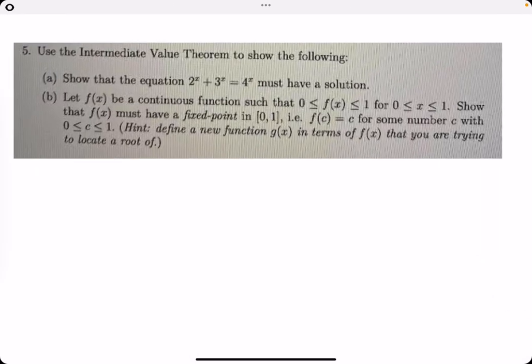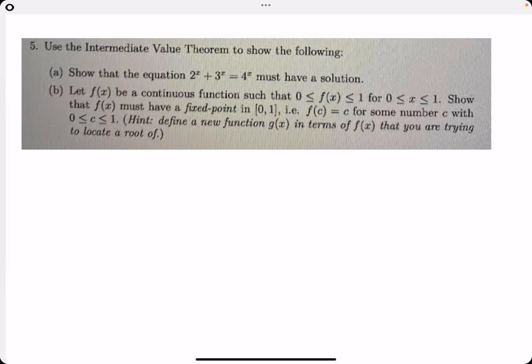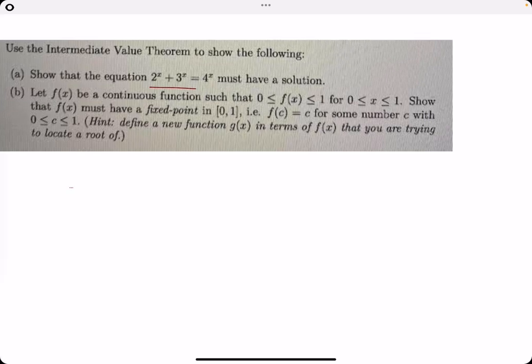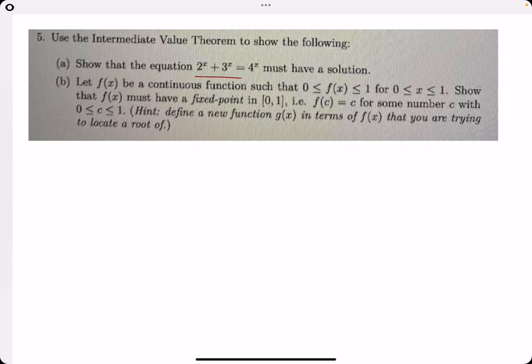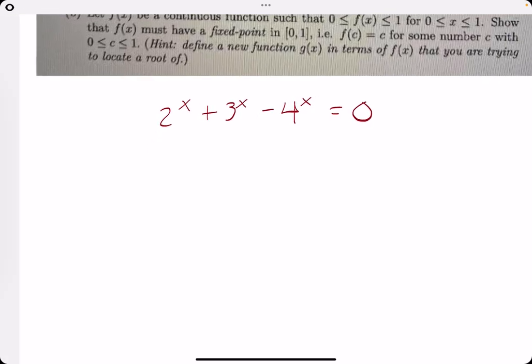Alrighty, let's take a look at number 5. They want us to use the IVT to show that the equation must have a solution. So the approach for A is to get everything on one side by subtracting the 4 to the x so that everything is equal to 0. So we're going to treat this as our f of x.